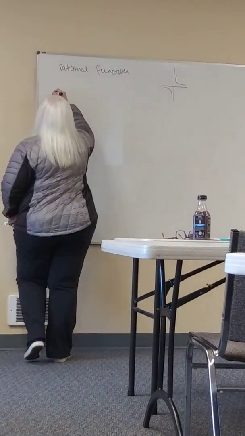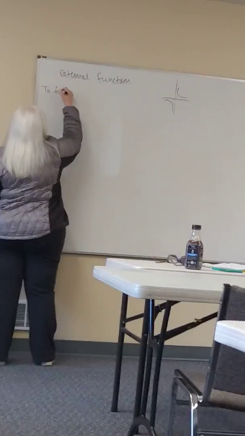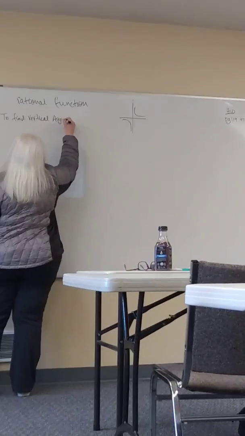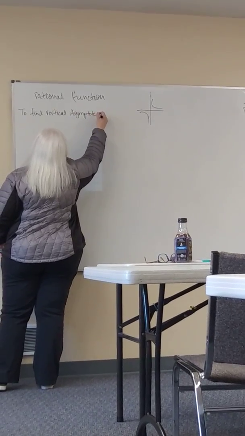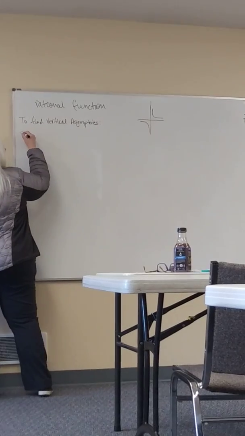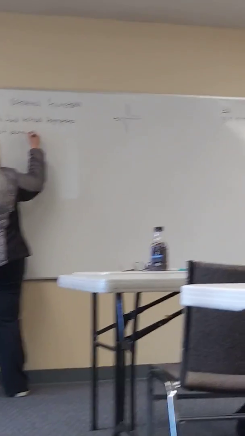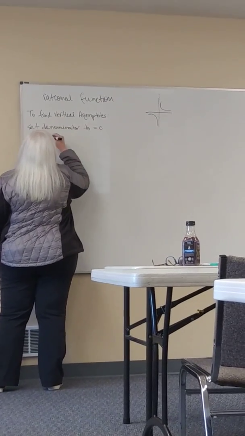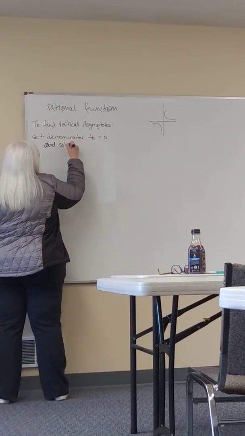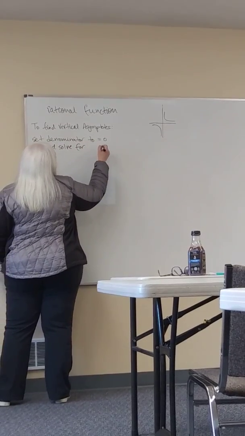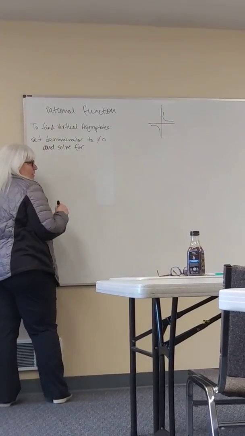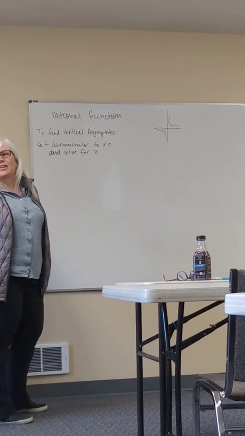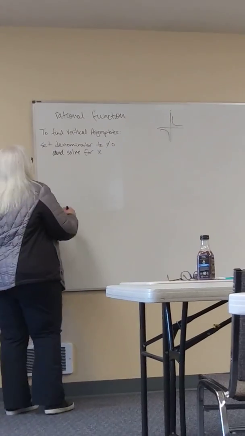So for vertical asymptotes, we don't pronounce the P. To find vertical asymptotes, set the denominator to 0 and solve. Denominator cannot equal 0, and then solve for x, so you'll get an x cannot equal a number. You'll get it immediately as a cannot equal. In a minute we'll practice it.